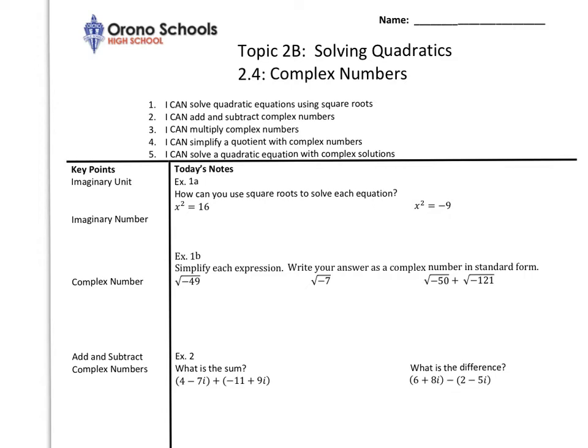We're going to first start with example 1a. How can you use square roots to solve each equation? In the first example, we have x squared equals 16. The opposite of squaring a number would be to take its square root. If you square root the left side, you must square root the right-hand side. That cancels out the squared on the left, and we have just x equals.